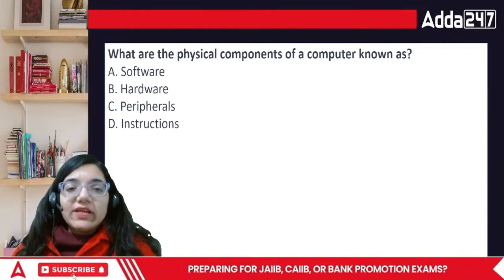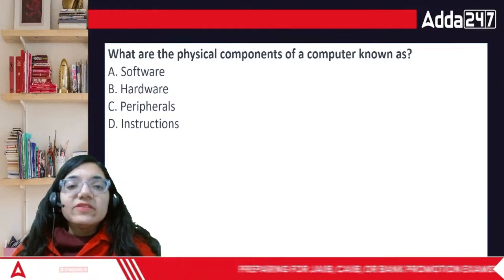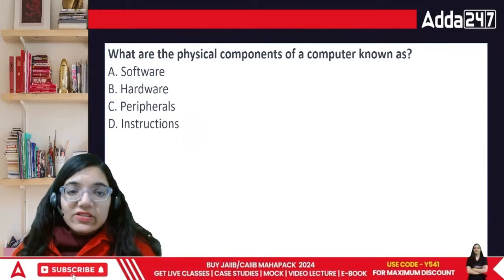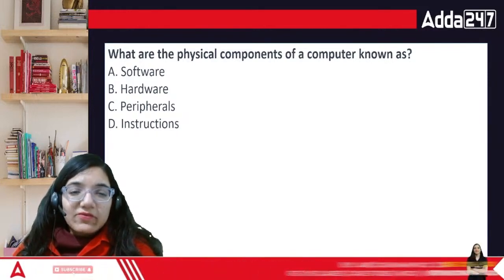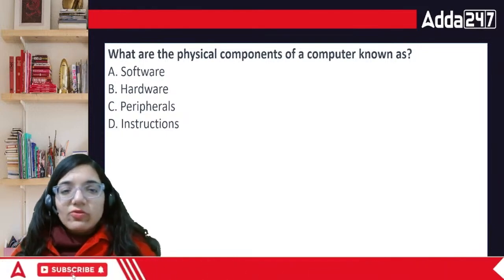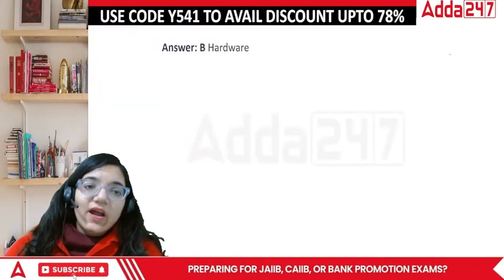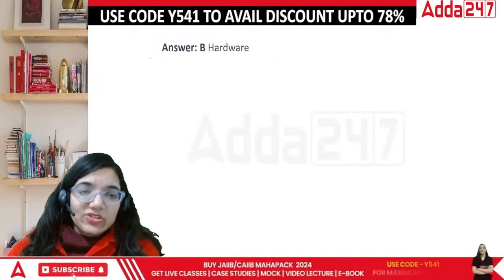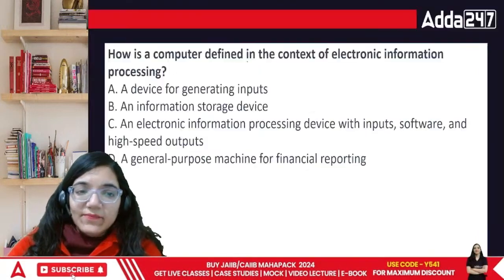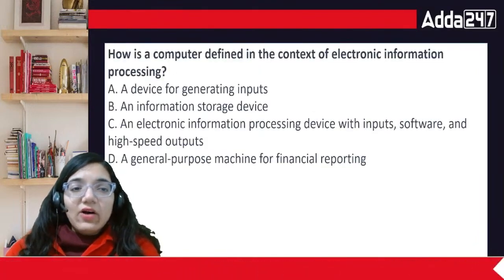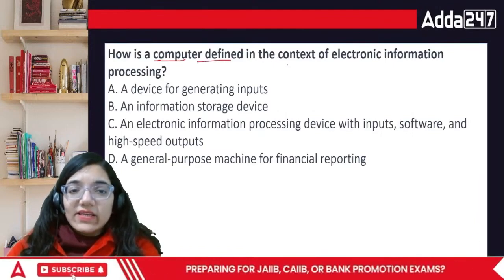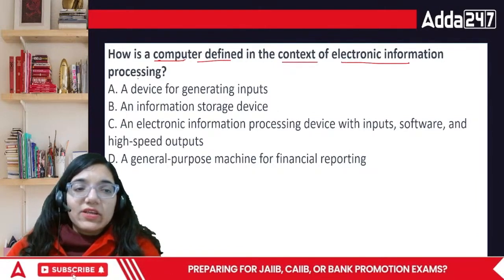Then, what are the physical components of a computer known as: software, hardware, peripherals, or instructions? When we talk about the area of physical components of computer, the physical components are software, hardware, peripherals, or instructions. When we talk about the physical components, it's the hardware. The ones which can be touched is hardware.